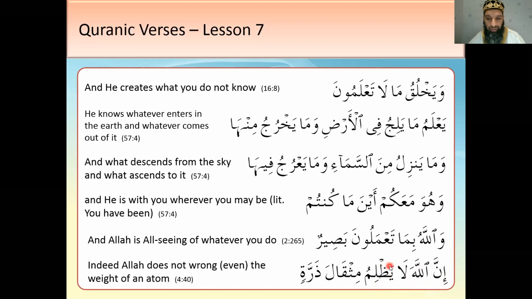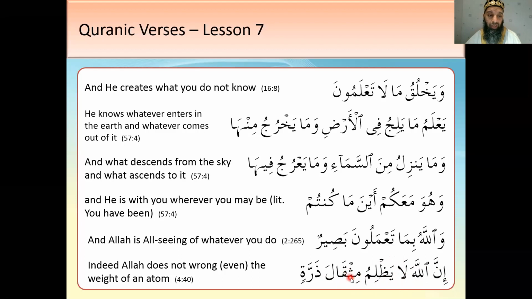Zalama means oppression. So what's yadlimu mean? Literally, yadlimu means he oppresses, he does wrong. La yadlimu means he does not do wrong. So indeed Allah, la yadlimu, he does not wrong.